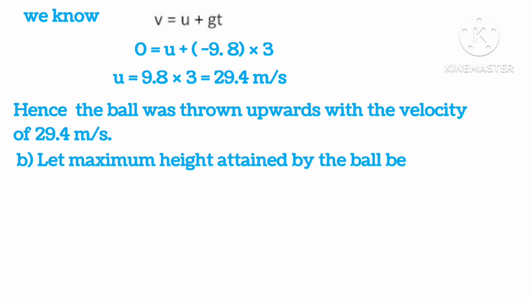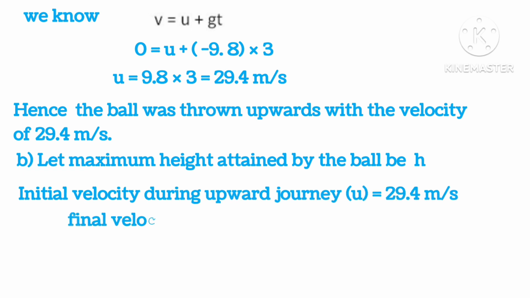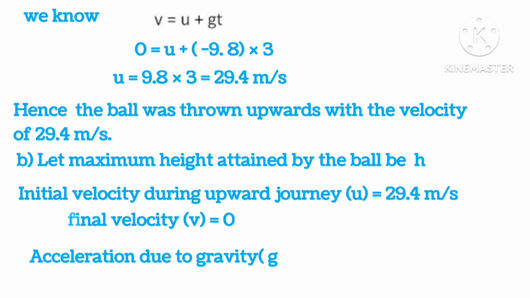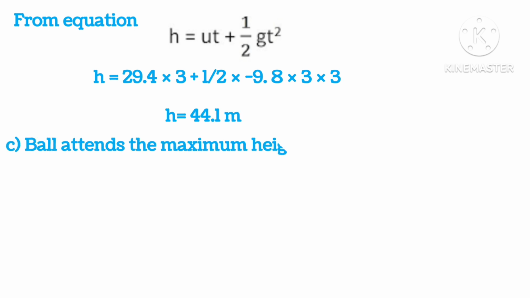Let the maximum height attained by the ball be h. Initial velocity during the upward journey is 29.4 meter per second. Final velocity is 0. Acceleration due to gravity is minus 9.8 meter per second square. So from the equation h = ut + half gt square, putting all the values over here, we get the height 44.1 meters. Now the ball attains the maximum height after 3 seconds.